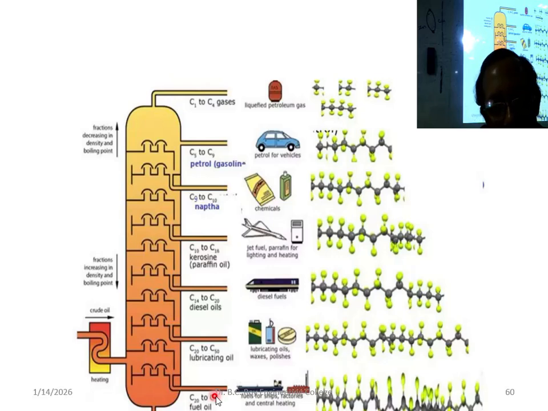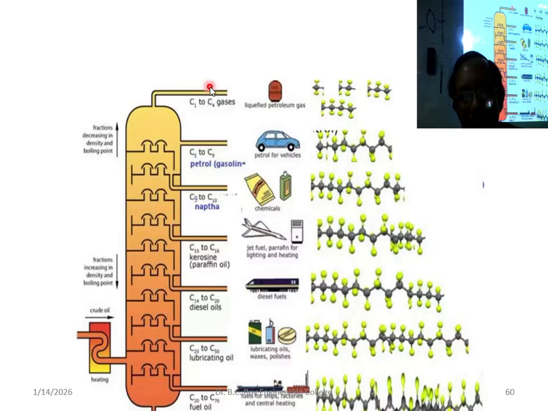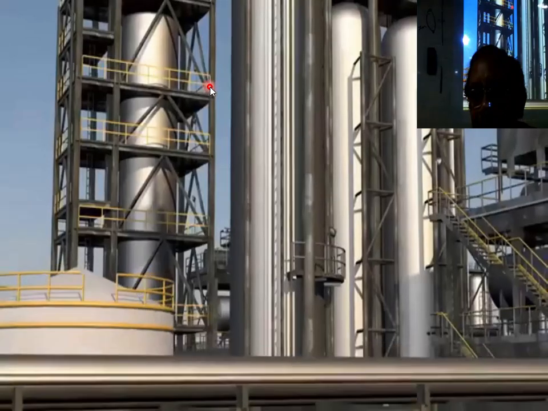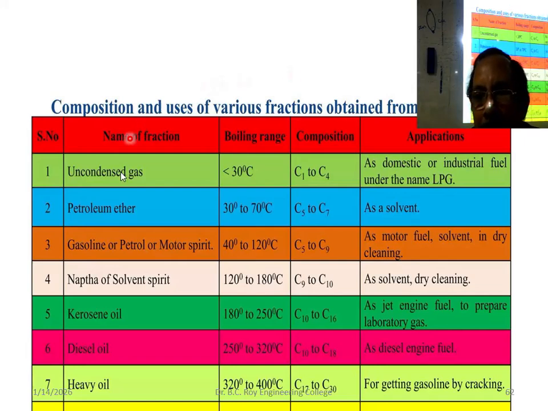What is synthetic petrol? The same fuel oil that we obtain from the petroleum fractionating column undergoes further processing, pyrolysis or cracking, to prepare synthetic petrol. Okay, so this is the outcome. Name of the fraction: uncondensed gas. Below 30 degrees centigrade, 30-40 being almost room temperature, gas will not be liquefied or condensed. It is collected directly and then we process it further to get CNG, LNG, LPG.